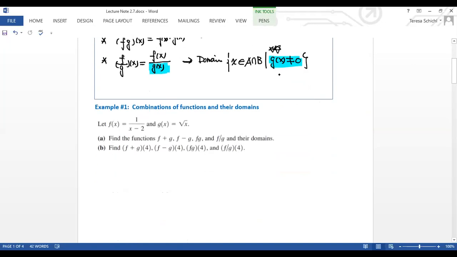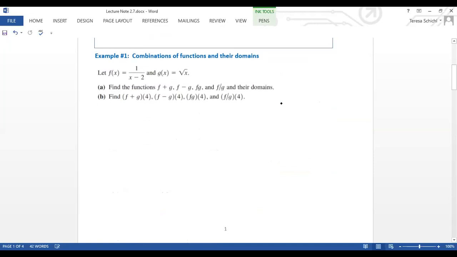All right, so now let's take a look at the first example. It's pretty easy. They give us f(x) and g(x). Before we even start, let's write out f(x) and see what the domain is.